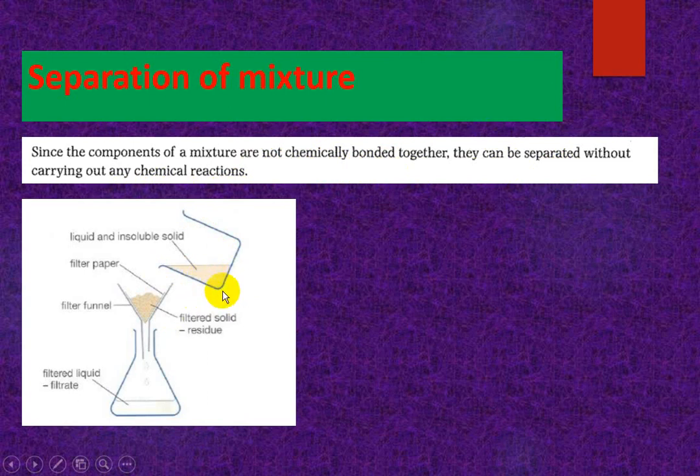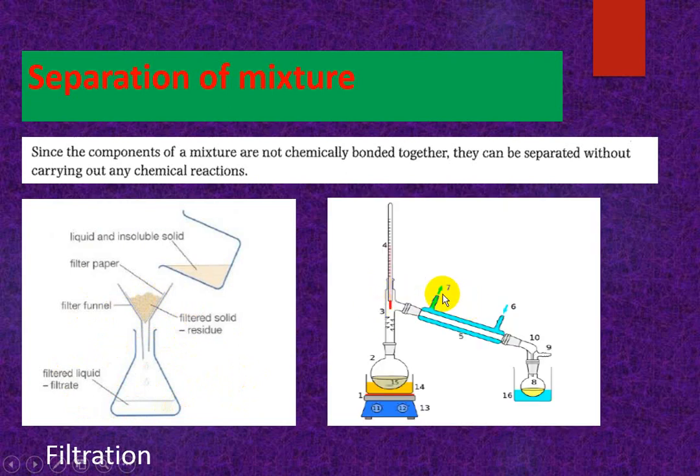Physical separation technique: this is called filtration. A liquid and an insoluble solid are separated. Filter paper and a filter funnel are used. The solid is trapped and the liquid goes down to the flask, and this is called filtrate. This way you can separate the solid.